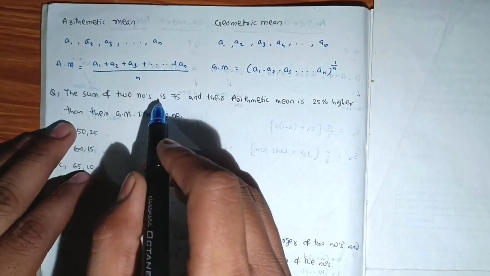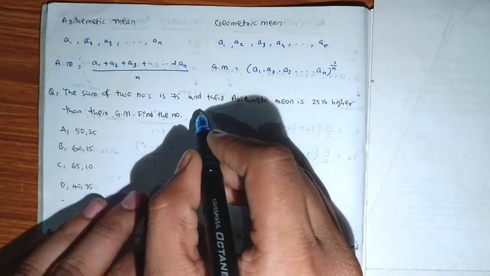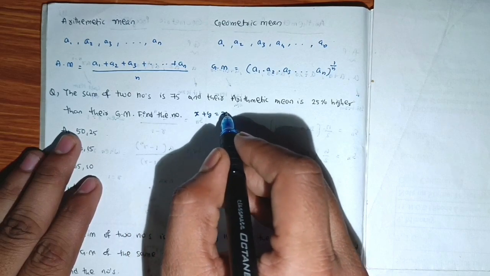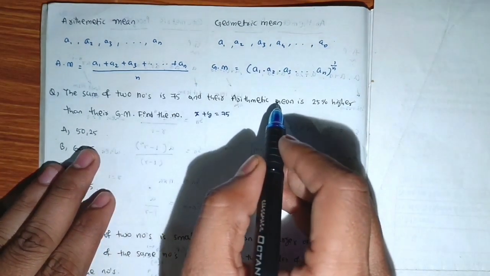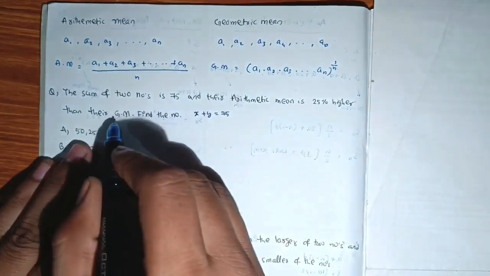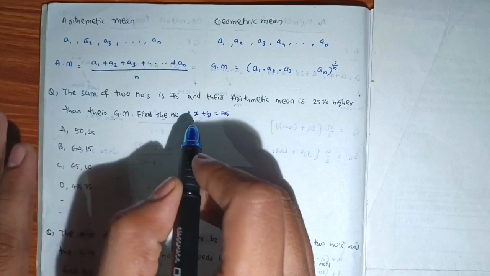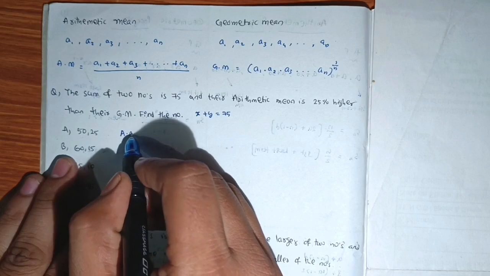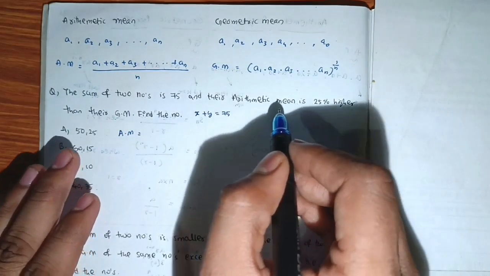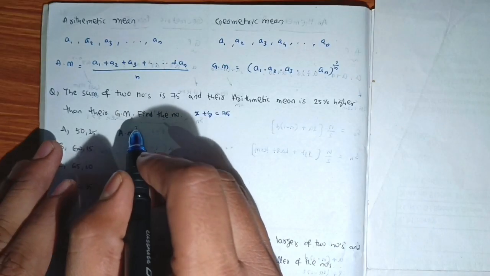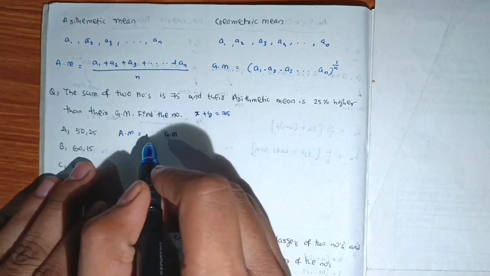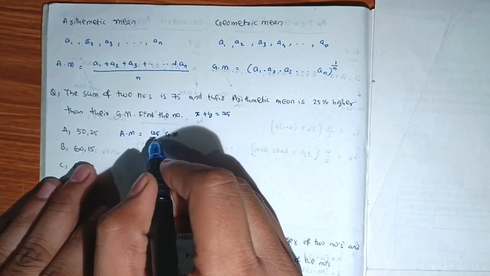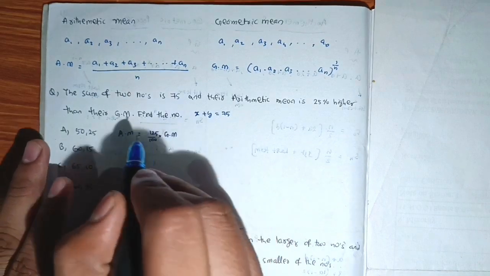The sum of two numbers is 75. Let the two numbers be x and y. So x plus y is given as 75, and their arithmetic mean is 25% higher than their geometric mean. Then find the numbers. He gave a hint: the arithmetic mean, AM, equals 25% higher than the geometric mean, so it is 125 by 100 times the geometric mean. That is the meaning.